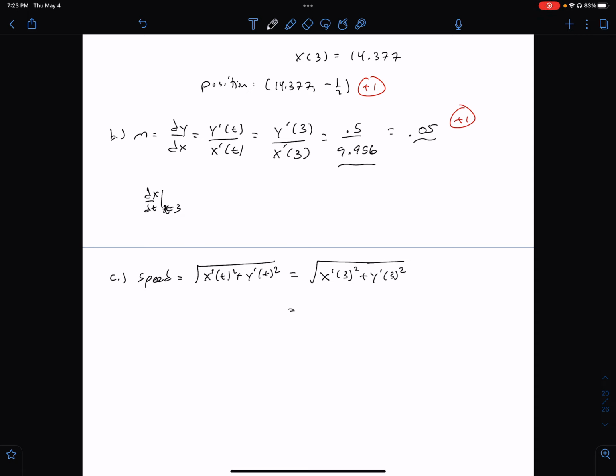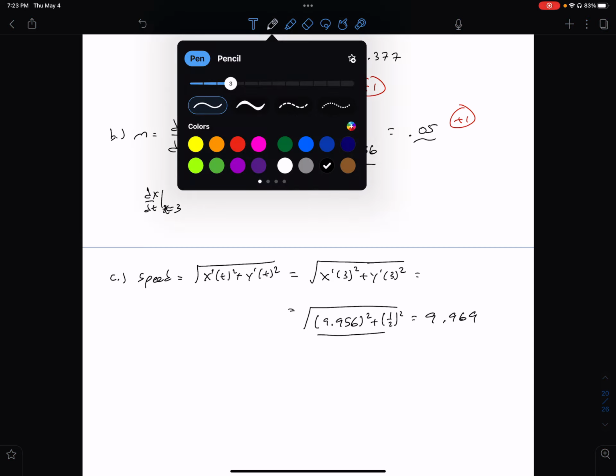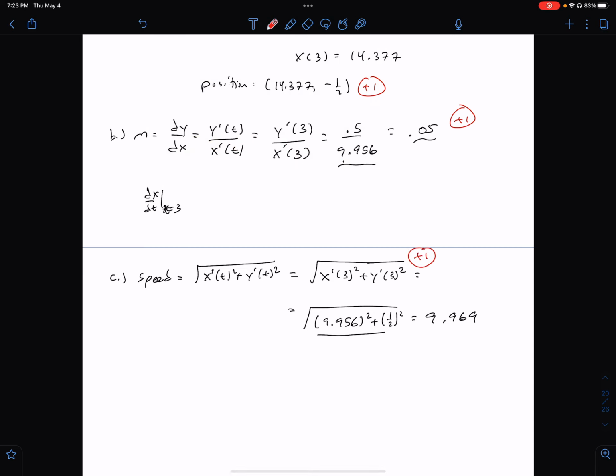So from part B, actually, it doesn't take too much. From part B, we found x prime of 3. That was just this, 9.956 squared. Y prime of 3 we said was 1/2, and we're going to square that. You don't need to type all this in. You just need this part right here, but it doesn't hurt. And if we type that in our calculator, we get 9.969. So how many points did we get here? Let's take a look. 1 point for your expression, just having that out, and then 1 point, of course, for your answer. Notice I'm not having to take the derivative by hand. I'm just typing it in my ever-trusty calculator.